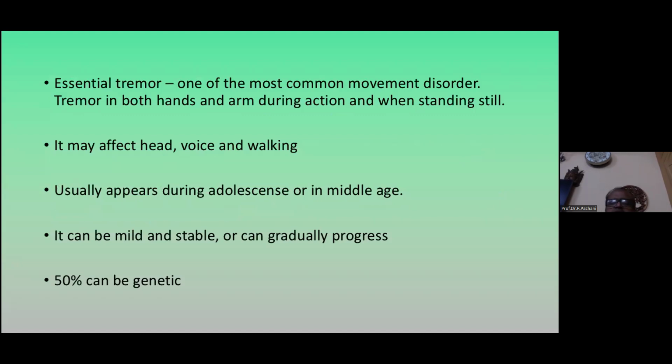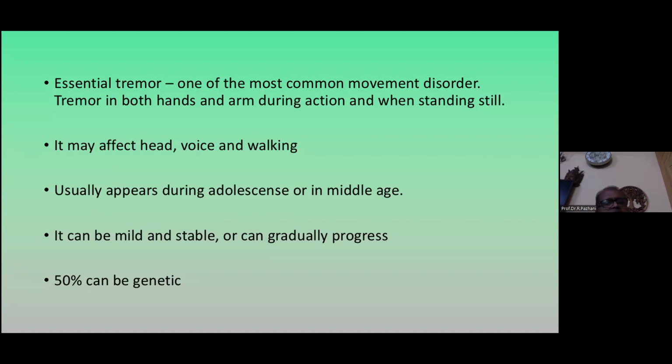Essential tremor is one of the most common movement disorders, with tremor in both hands and arms during action and when standing still. It may affect the head, voice, and walking. So when you see a tremor in the hand, look at the head, where they can have a yes-yes tremor or no-no tremor. It can be front to back or side to side. They can have voice tremor, a tremulousness in the voice that is really disabling and embarrassing to them. And they can have some tremor while walking also.